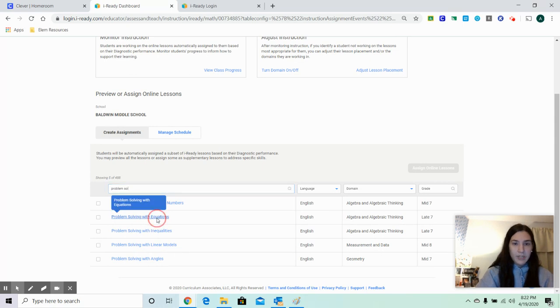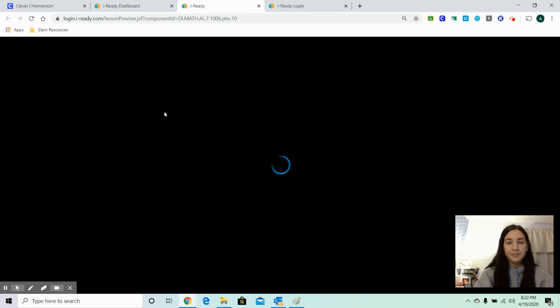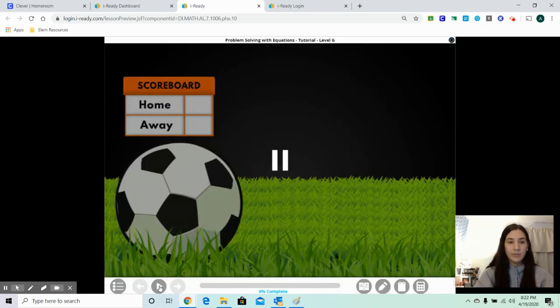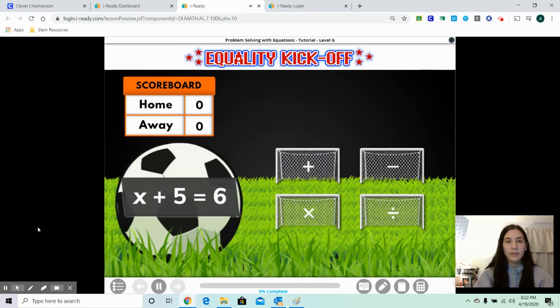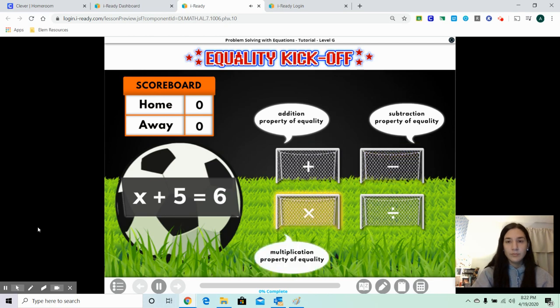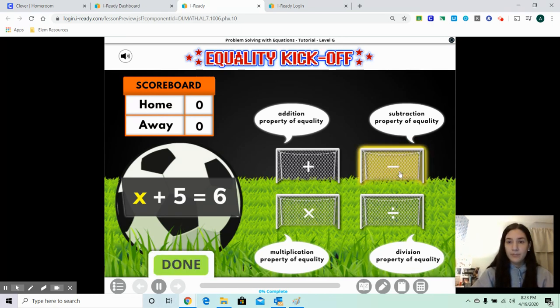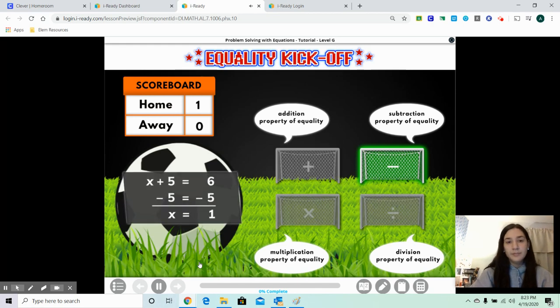Problem solving with equations. This is what we want, and here we go. Equality kickoff, round one. Score a goal by matching each equation with the property of equality needed to isolate the variable x. Okay, so we have x plus 5 equals 6. We see addition, so right away we think our inverse operation is subtraction. Score!